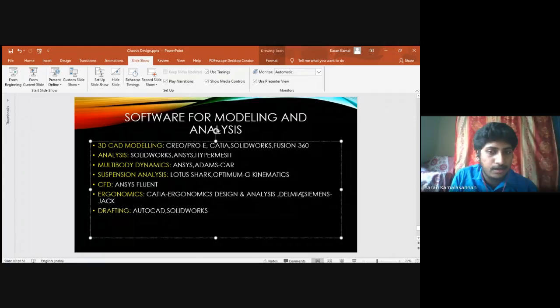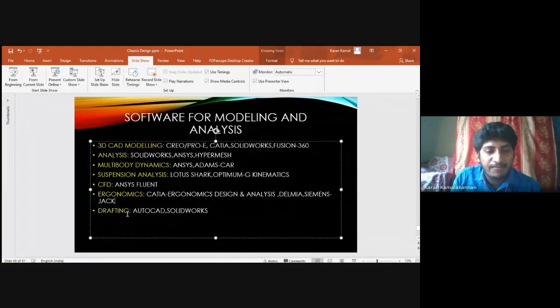And Siemens Jack, it is a new software. It is also good for industrial purposes, like motion studies and other things. It is also good for ergonomics. I think it is better than CATIA. I think it is a good software you can go with. I have used this Siemens Jack. It is free for the student edition. You can download it from the net.